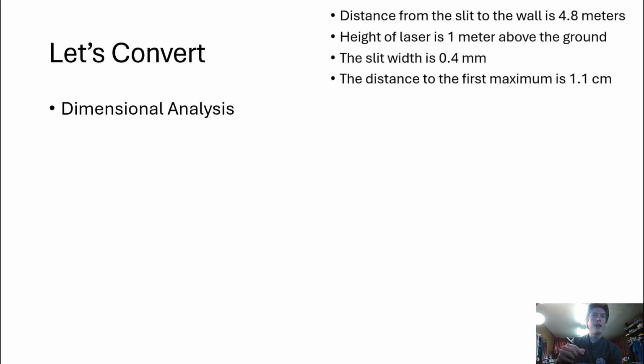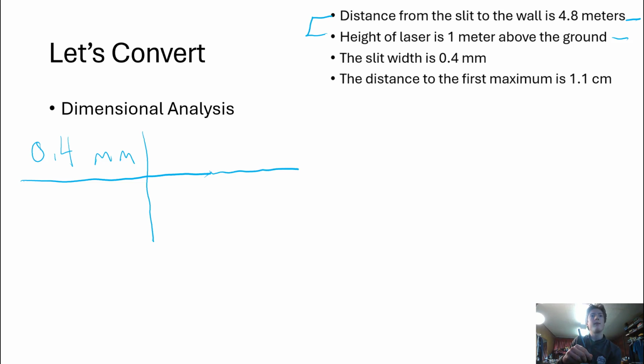And then let's convert. Basically, we want to have all our values in the exact same units. We want to have them all in meters, because we have a meter here. You just have to have them all in the same units. Because we have meters, the easiest way for us to approach this would be to just convert them all to meters. So we already have the top 2 as meters, and then the slit width is 0.4 millimeters. We can use dimensional analysis to solve this.